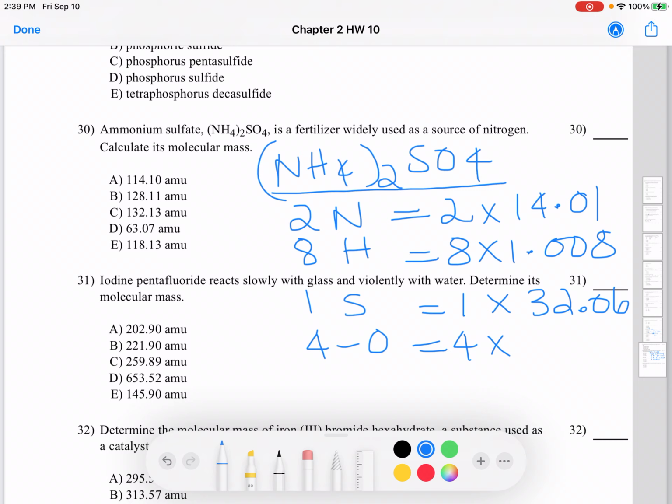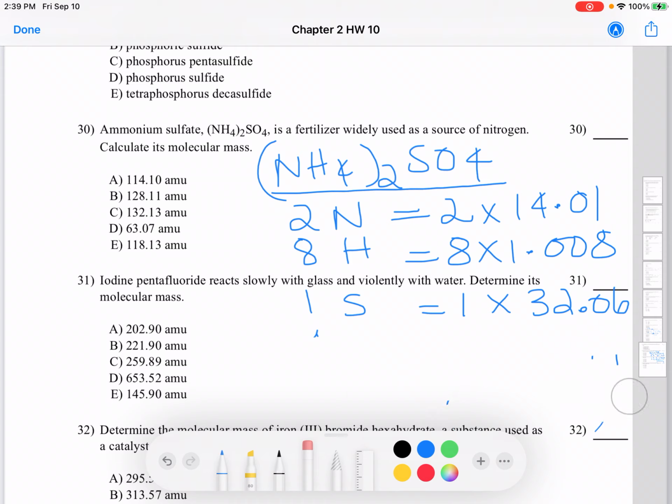15.99 or 16. And then you add those up. However many atoms, you multiply by its atomic mass, and then you add it up to give you the molar mass or the molecular mass. Okay, that one, the formula is given.